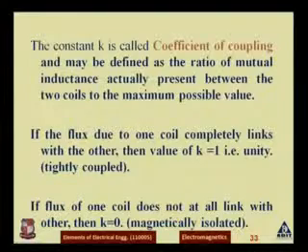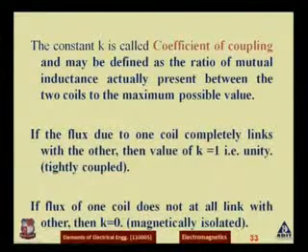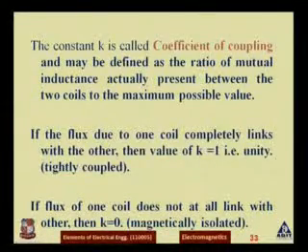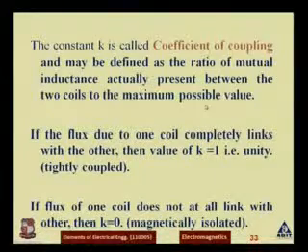So now you should understand in your mind that if you have two coils and your coefficient of coupling is 1, then you can say that these two coils are tightly coupled. That means the whole flux can be transferred or linked with the other coil. But if the value of K is 0, then you can say that they are magnetically isolated.